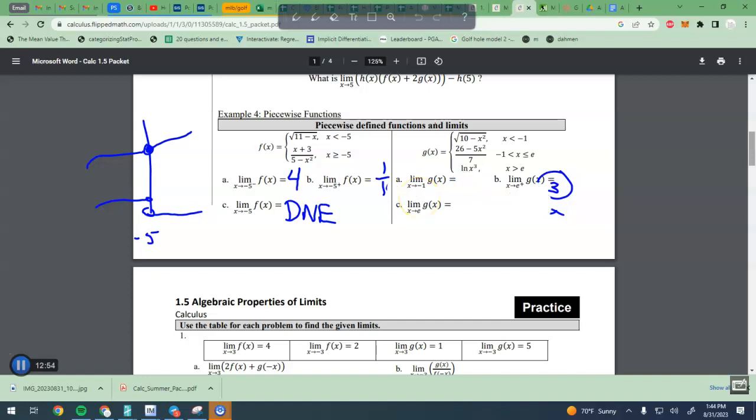Alright, part C. So g of x in general. Well, I just found g of x from the right is 3. So what do I have to check now? Yeah, the middle of the thing. I need to check the other side of e. If I go back to that number line, we just found that from this side it's 3. I need to know what it is from that side. So which equation is that? Top, middle, bottom? Middle.